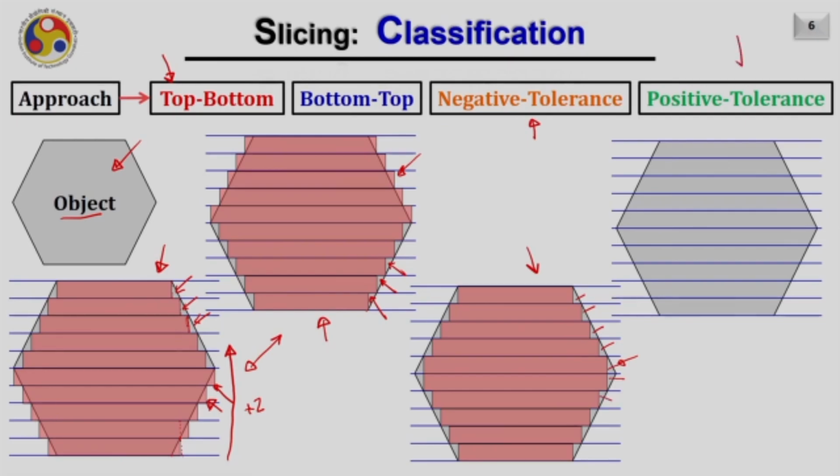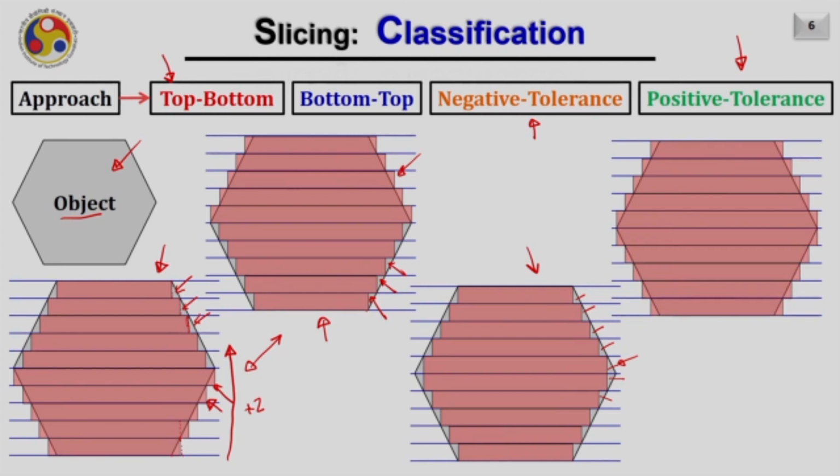Now this is the case for positive tolerance. Here one can see the slicing contours will be projected in such a way that the deposited part will give you the excess material than the actual part.